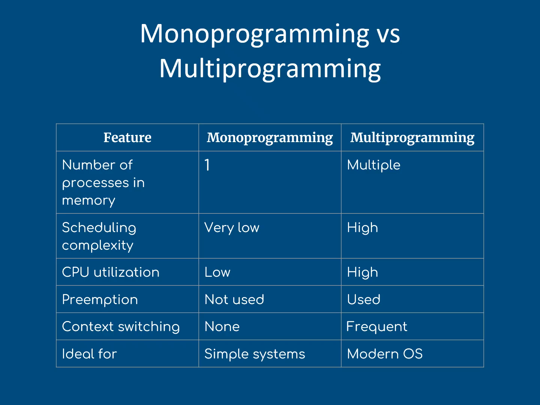In contrast, multiprogramming allows multiple processes to reside in memory simultaneously, which keeps the CPU busy most of the time, resulting in high utilization. However, because many processes are active, scheduling becomes more complex and preemption and context switching are used frequently. This method is widely used in modern OS for better performance and efficiency.